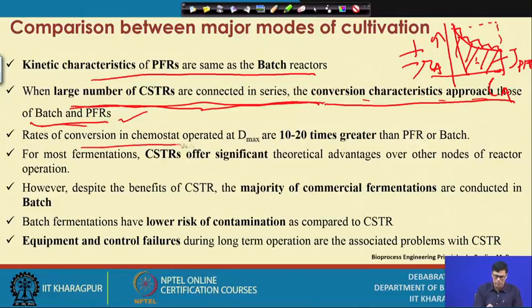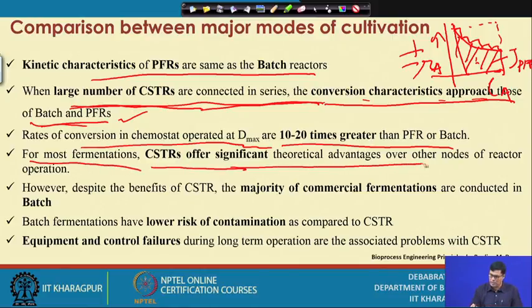The rate of conversion of chemostat operation, Dmax, is 10 to 20 times greater than the plug flow reactor or batch process. For most fermentations, the CSTR offers a significant theoretical advantage over the other modes of reactor operation. It can be very easily operated: a simple stirred tank reactor, you pass your substrate in one end and take out the product at the other end.